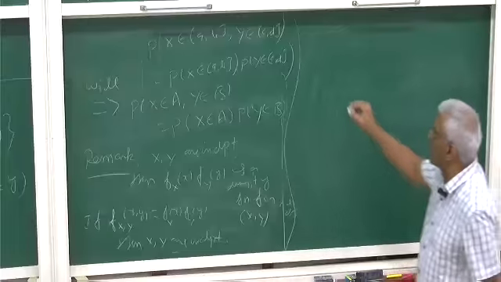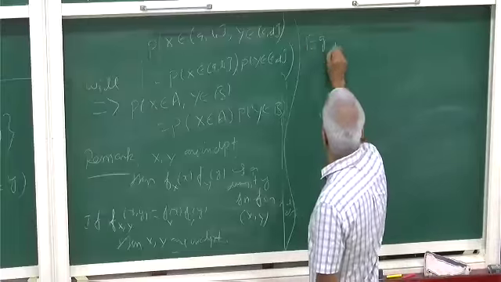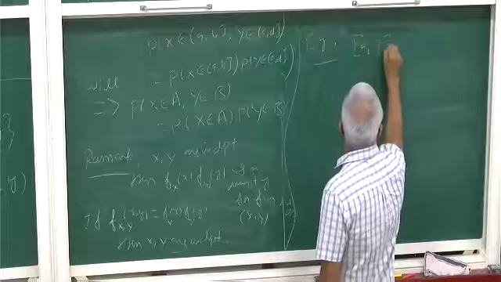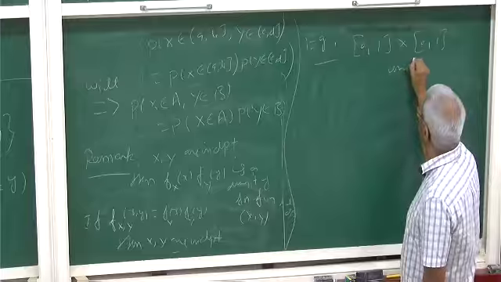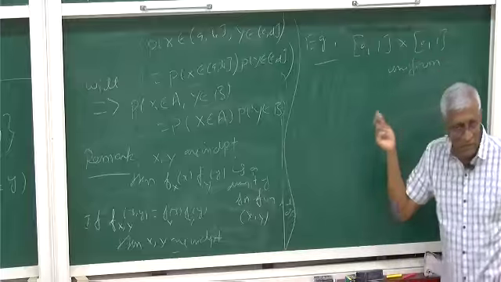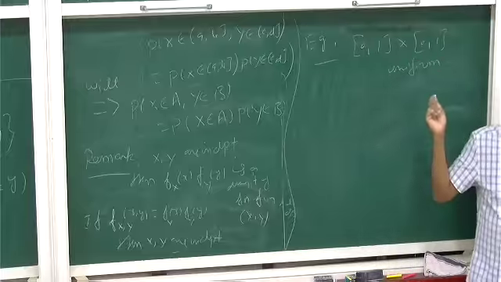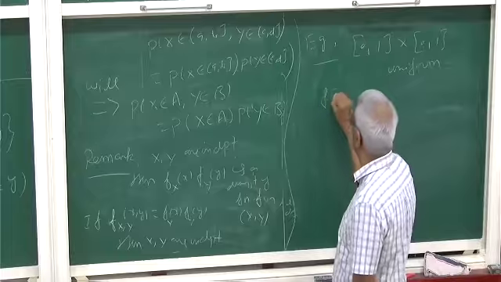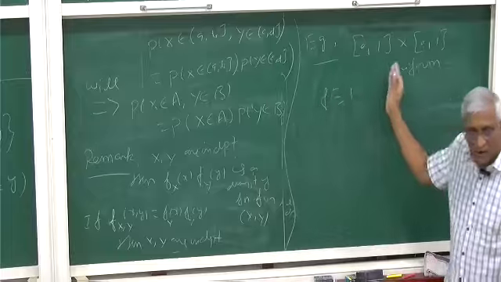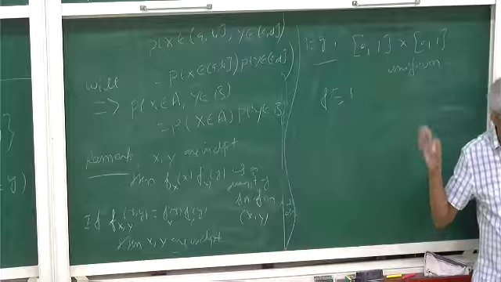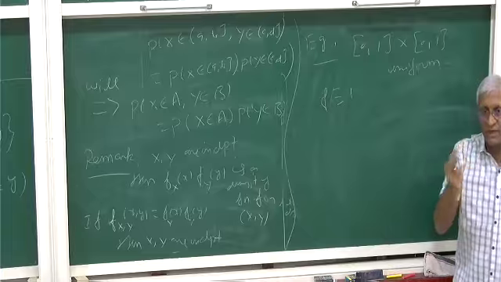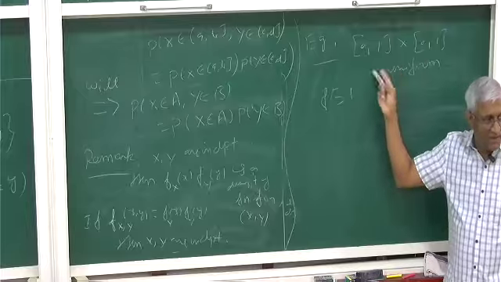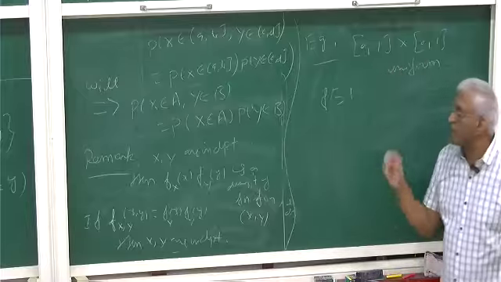We saw some examples of this. You take [0,1] cross [0,1]. You take the uniform density, I mean, f identically equal to 1. Then the density is just the product of the two densities. I mean, if two random variables X, Y have this as their density, then it's true.